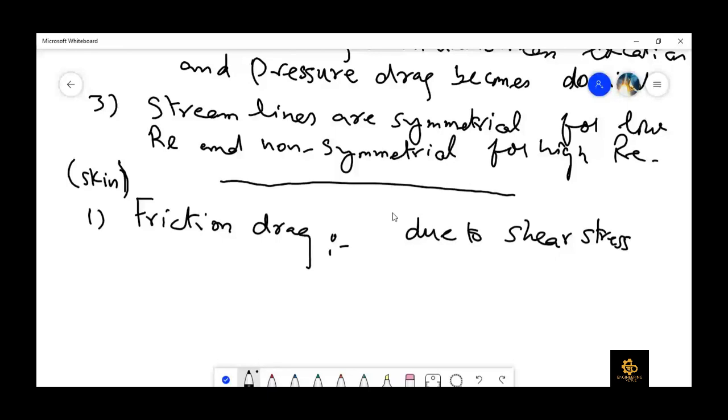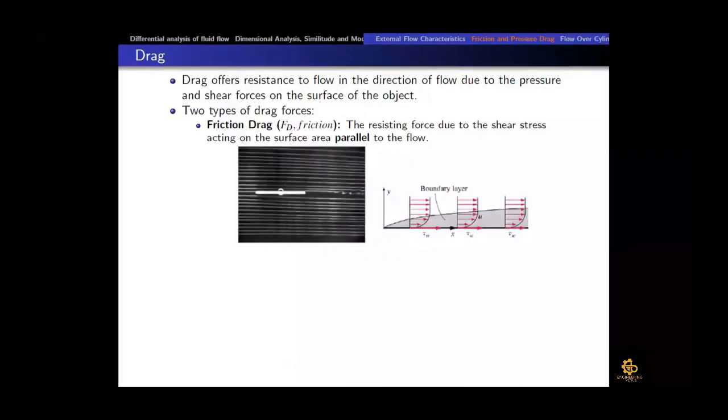And that would be more important when we have streamlined bodies, like a thin flat plate which is placed parallel to the flow direction. It means that there wouldn't be any pressure drag, because the frontal area is very small and there is no flow separation. So that is why we have only the skin friction drag.